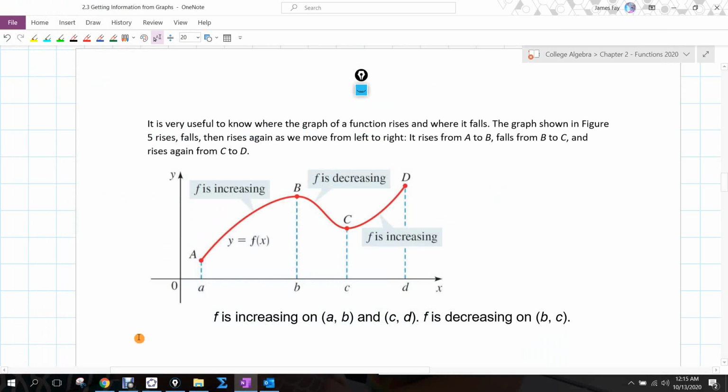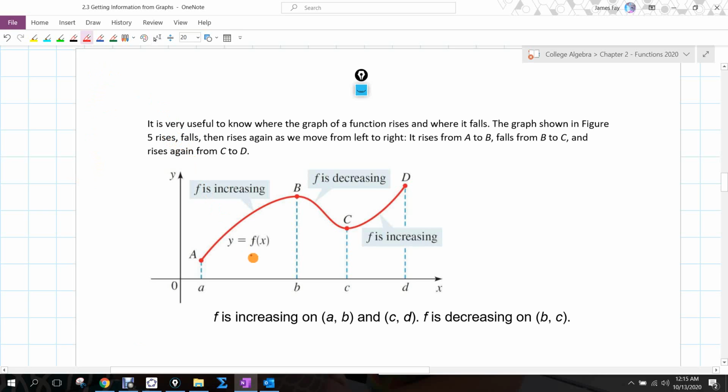Something that we like to talk about is when a function's y values are getting larger and when they are getting smaller as x moves along the x-axis. Okay, so it says it's very useful to know where the graph of a function rises and where it falls. So the graph shown in this figure rises, falls, rises again as we move from left to right.